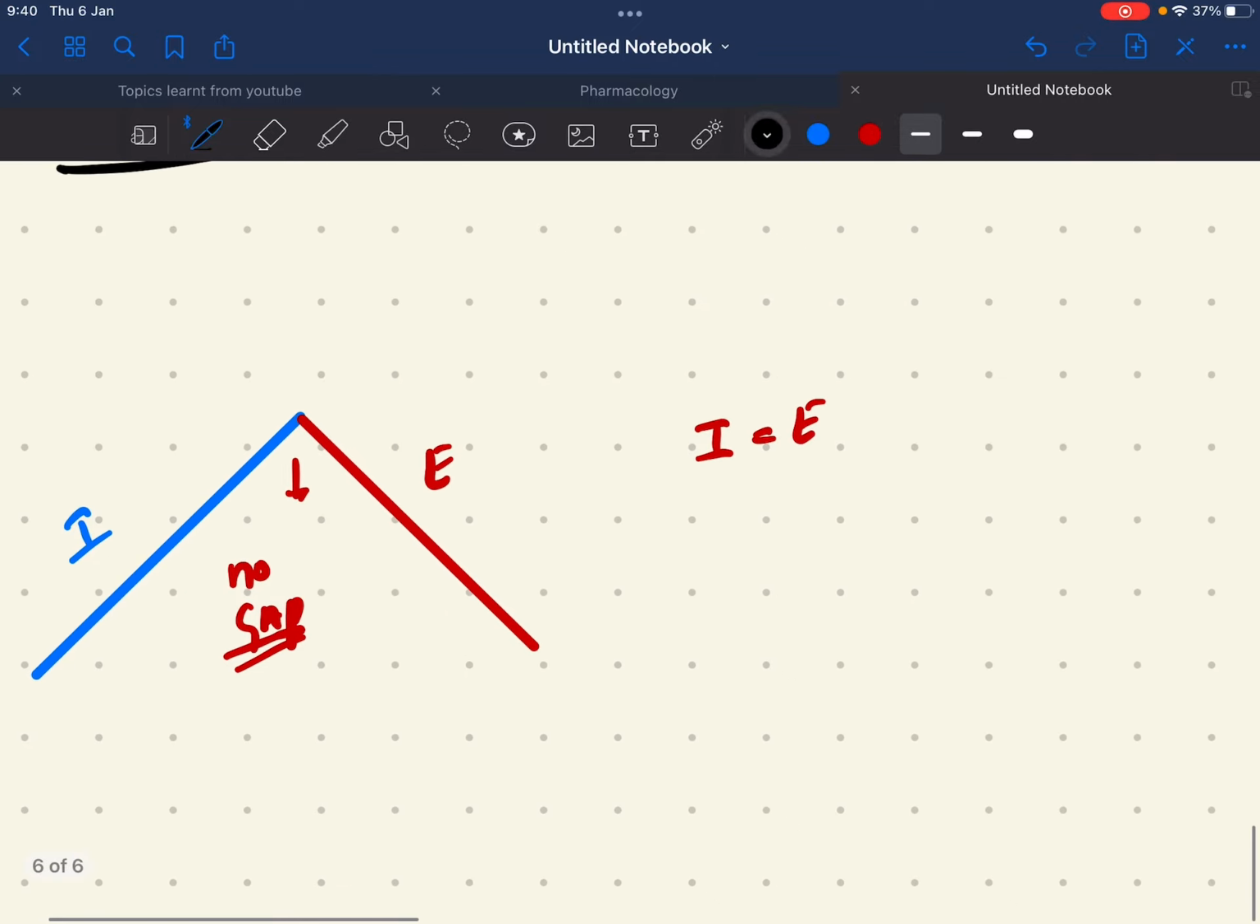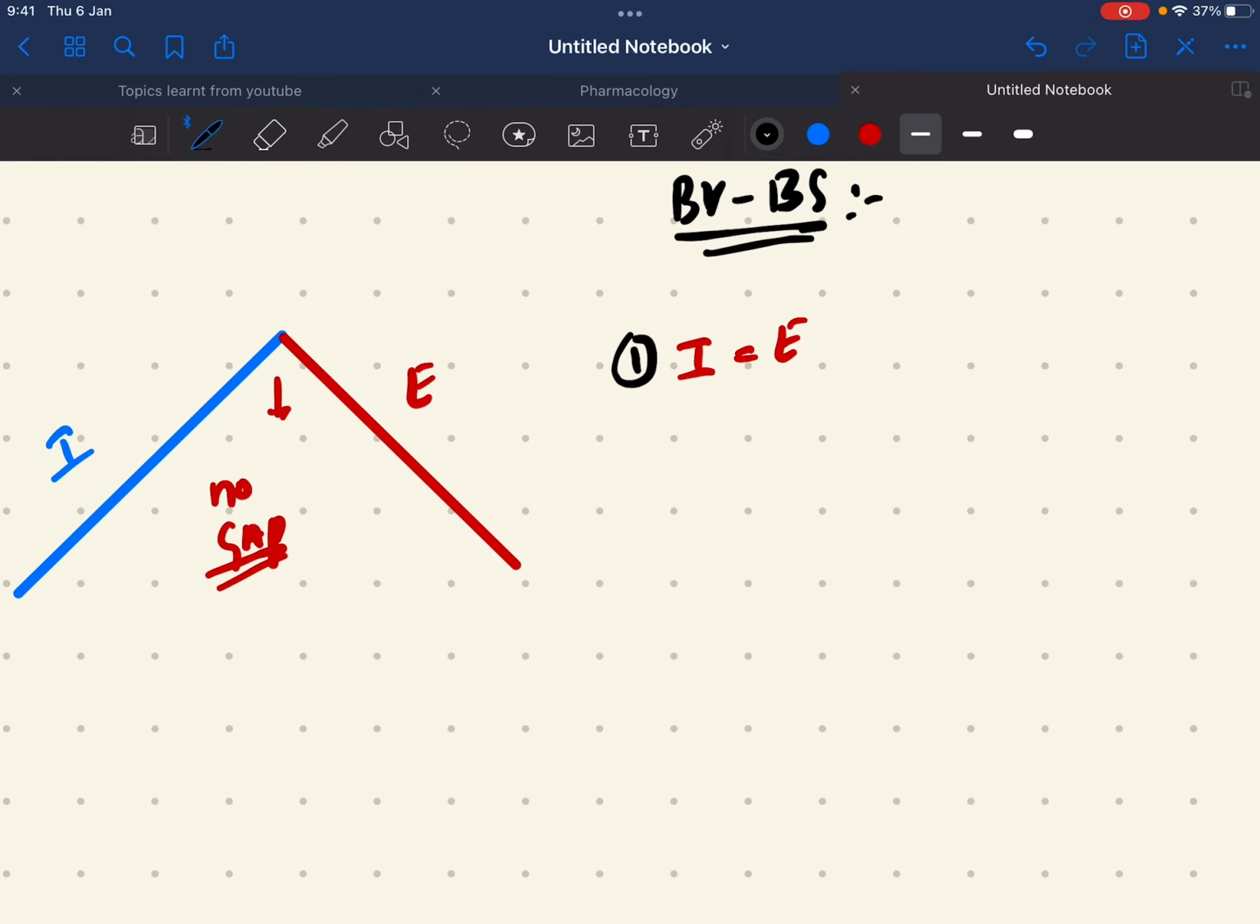So in broncho-vesicular breath sound, the inspiration is equal to your expiration. On the top of that, there is no gap.